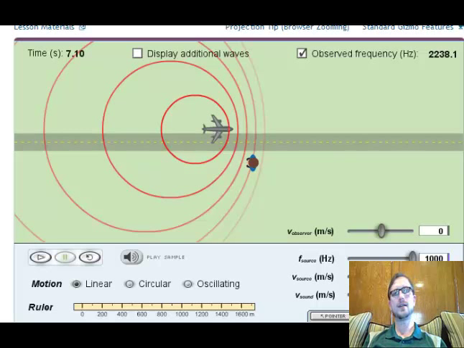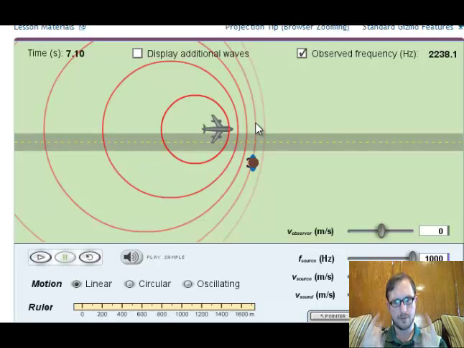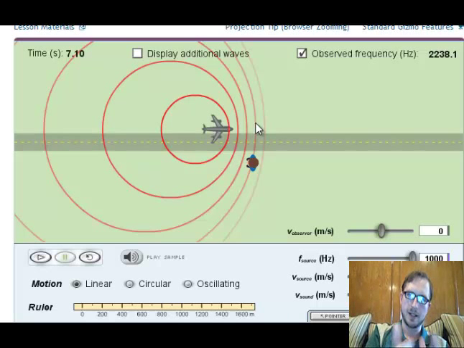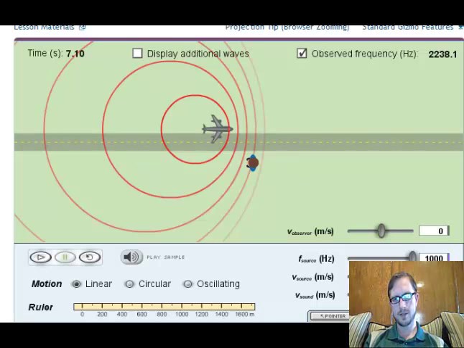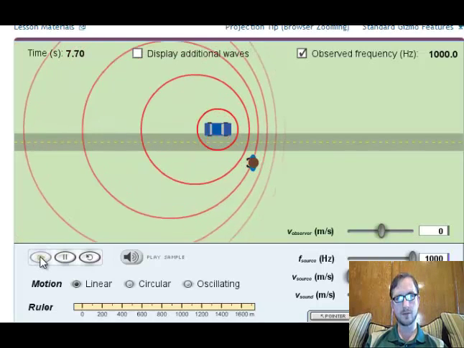Okay, here we're looking at an example of the Doppler effect. So I have this plane moving. I have it paused right now. You can see in front of the plane, the waves are closer together, a higher frequency. Then behind the plane, the waves are spread out, a lower frequency. Now, I'm going to go ahead and park my plane right there. Whenever I make it really slow, it's going to call it a car.